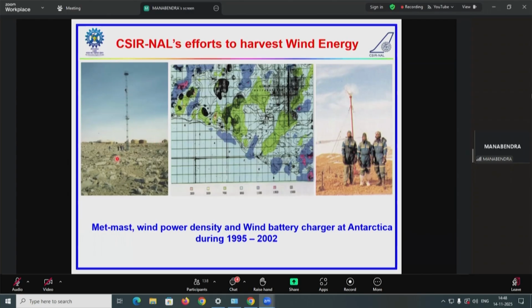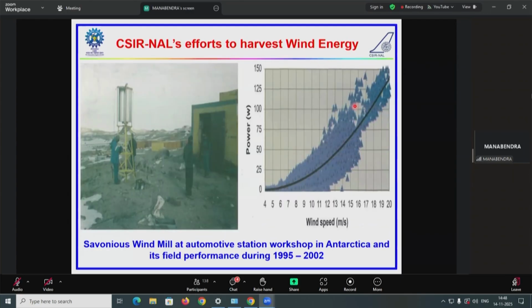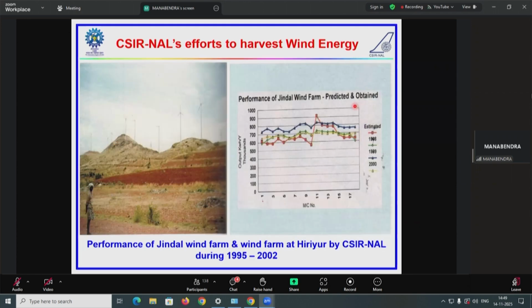So a glimpse of our NAL team standing here, and the met mast which was installed there, and some wind turbines that were also installed over there for doing energy harvesting at Antarctica, near our Antarctica research station, Maitri.